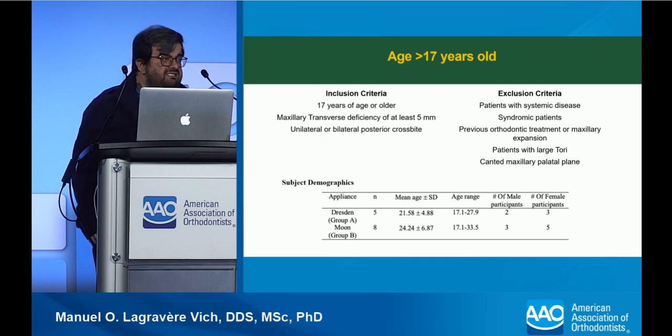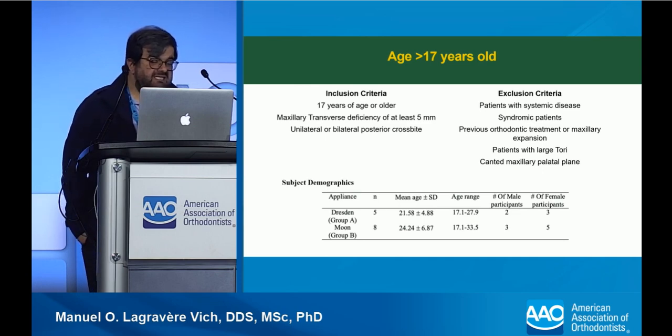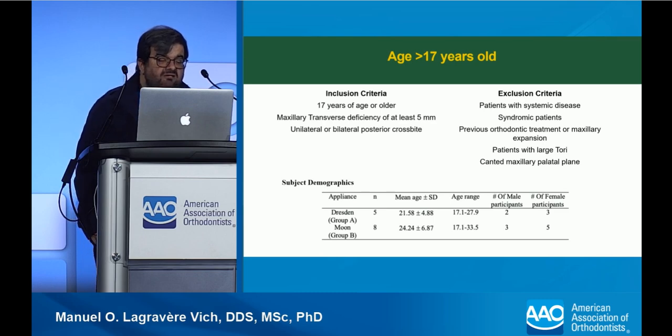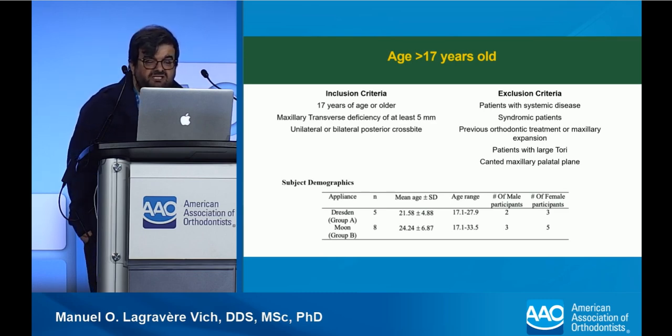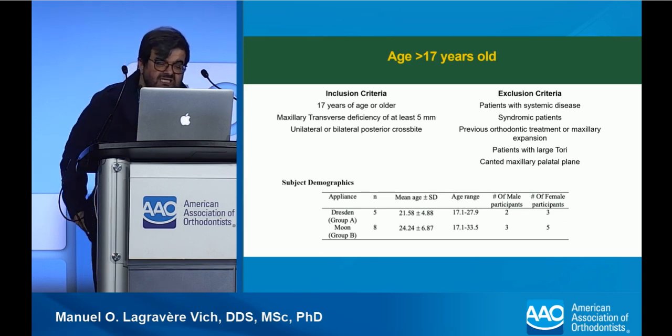So the inclusion criteria: 17 years and older, with present maxillary transverse deficiency of at least 5 millimeters, and unilateral or bilateral posterior crossbite. The exclusion criteria: syndromic patients, if they had orthodontic treatment before, if they had large tori or a canted palatal plane, right? And you can see the distribution. This is still ongoing. We're still collecting. So Dresden had 5, Moon had 8, pretty much similar in ages, 21 to 24 years of age.